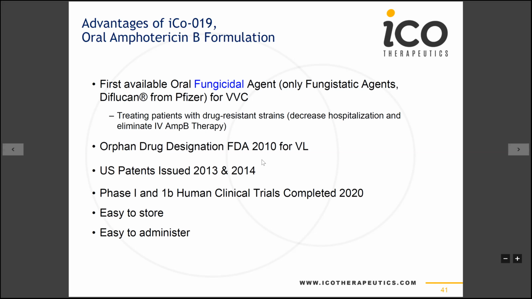We've had orphan drug designation from the FDA for a number of years now, particularly for VL. We have a number of patents issued, and some new enabling patents that have just been issued, or will be issued, that will get us to the 2030 range. We have, as I said, completed our clinical trials, 1A and 1B, that I shared the data with you, and the papers have been published. And it's easy to store and easy to administer.